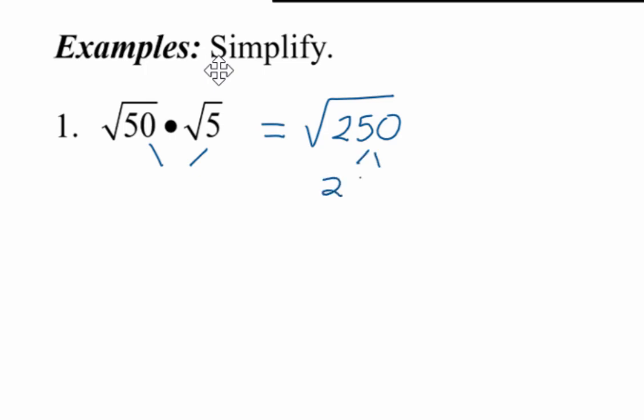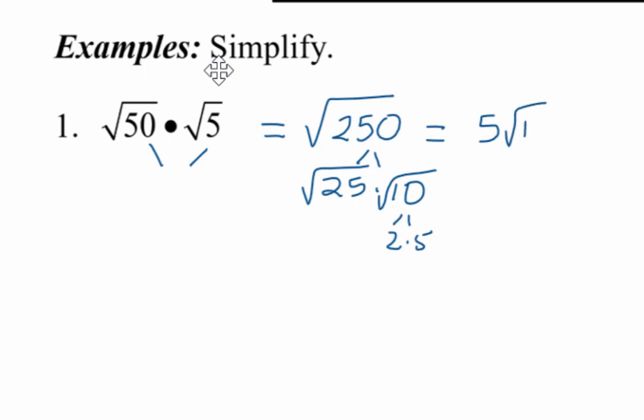You know that 250 is 25 times 10, and 25 is a perfect square, which is square root of 25 is 5, and then 10 is 2 times 5, so there's no more pairs of factors in 10. So the final answer would be 5 square root of 10.